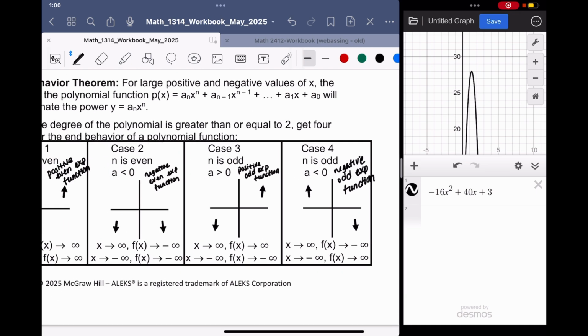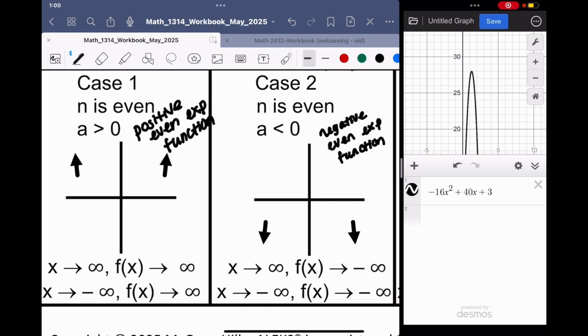Okay, so this is what it means. Something that's positive even is something like 100x to the 20th. A is positive, the exponent is an even number. Something like case 2, negative even exponent function. An example of something like that would be like negative 45x to the 8th. Both of those ends would go down. These are just examples.